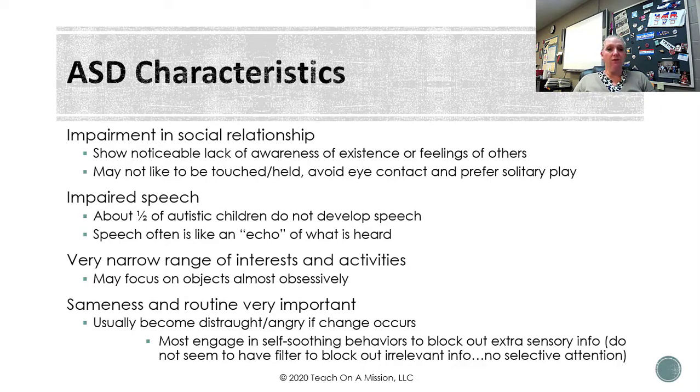ASD characteristics: impairment in social relationships. They show a noticeable lack of awareness of the existence or feelings of others, and may not like to be touched or held. They might avoid eye contact and prefer solitary play. Impaired speech: about half of autistic children do not develop speech, and those that do often speak like an echo of what is heard. They will repeat a phrase they have heard, or whatever they've heard in conversations around them. Sometimes they will be able to hear things once and repeat the whole thing. Very narrow range of interests and activities.